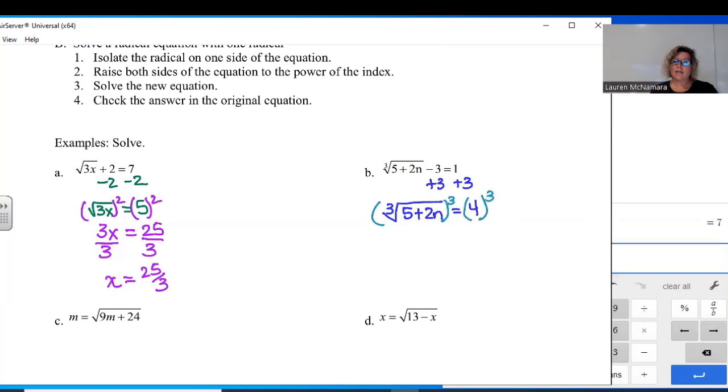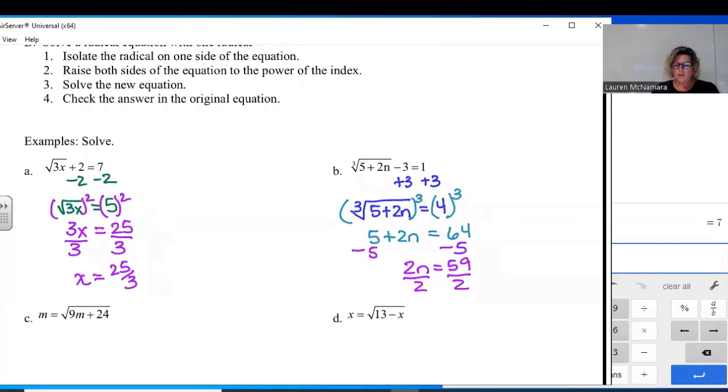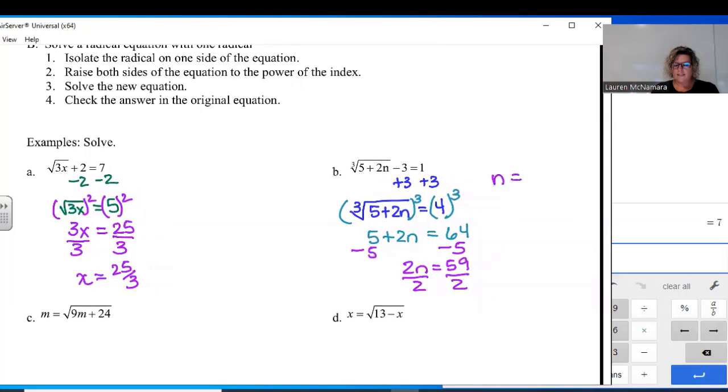Whatever you do to one side, you do the same thing to the other side. So now I have 5 plus 2n is equal to 4 to the third, which is 64. Now solve. Subtract 5 from both sides. So I have 2n is equal to 59. Divide both sides by 2. So now n is equal to 59 halves.